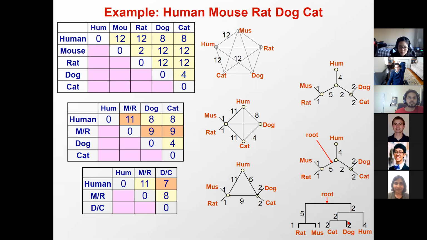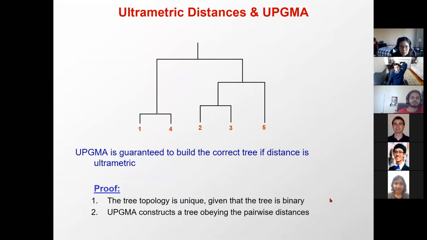Okay, so this is just a simple procedure for how we merge these pairs of distances together. So first we merge mouse and rat, and then we recalculate the distances. Then we merge dog and cat, and we recalculate the distances, and eventually we get to the tree. Okay.